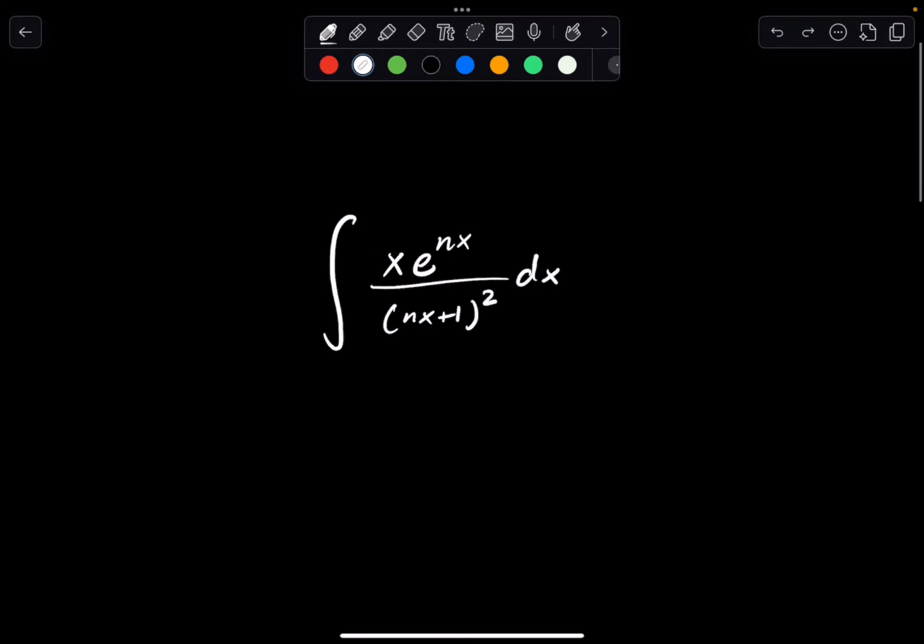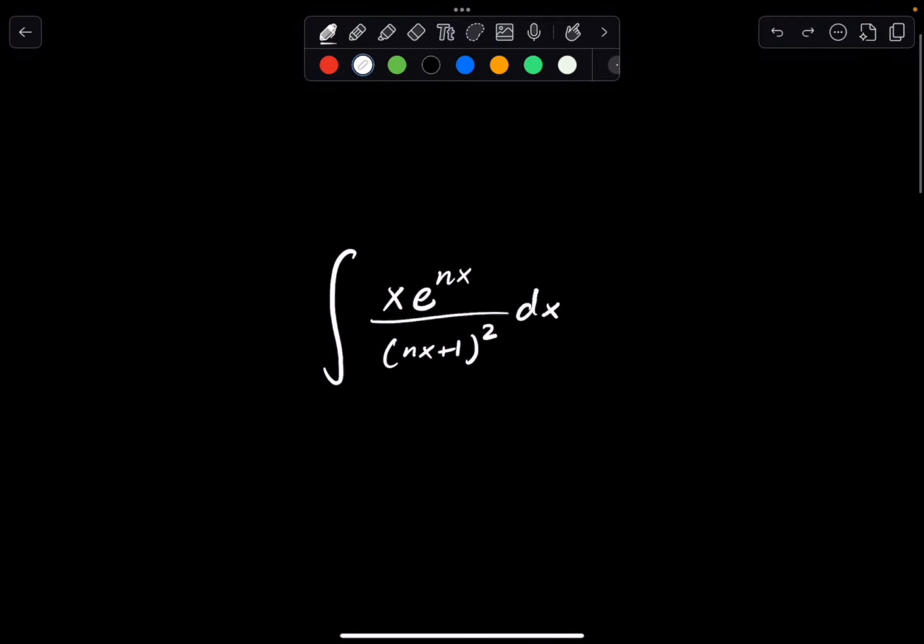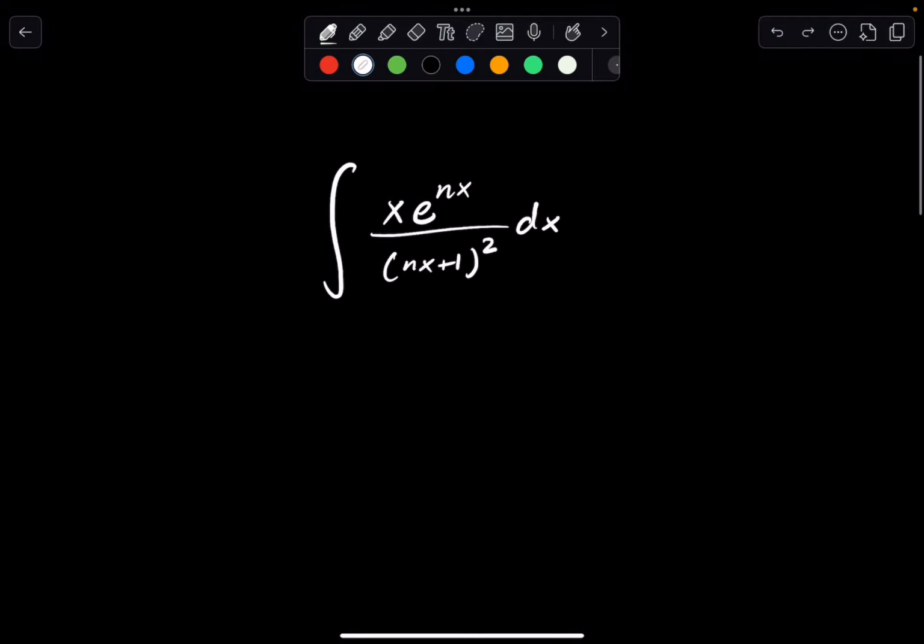So the integral here is the integral of x times e to the nx all over nx plus 1 squared. So this quantity is squared like here. And it's differentiating with respect to x. So n here is just an arbitrary constant that can be used here and right here, of course. And yeah, we see e everywhere, so that's just Euler's number. So yeah, let's start integrating.